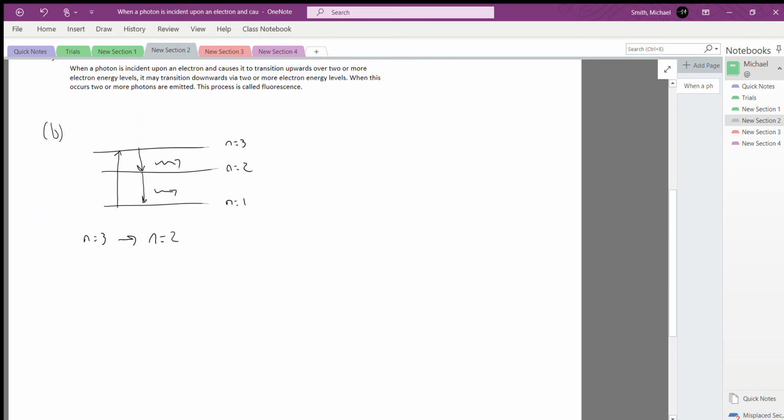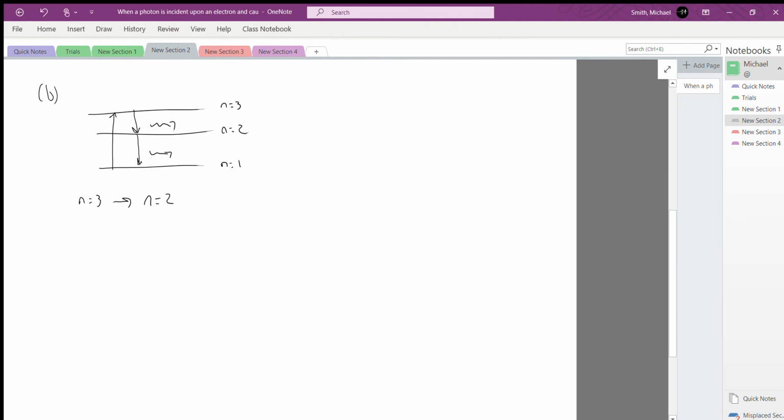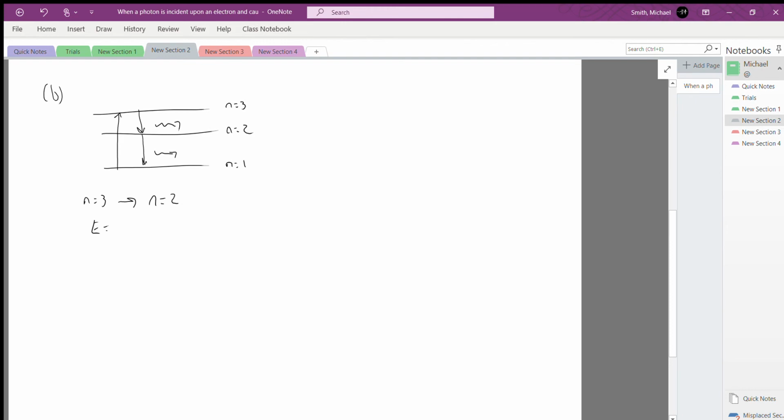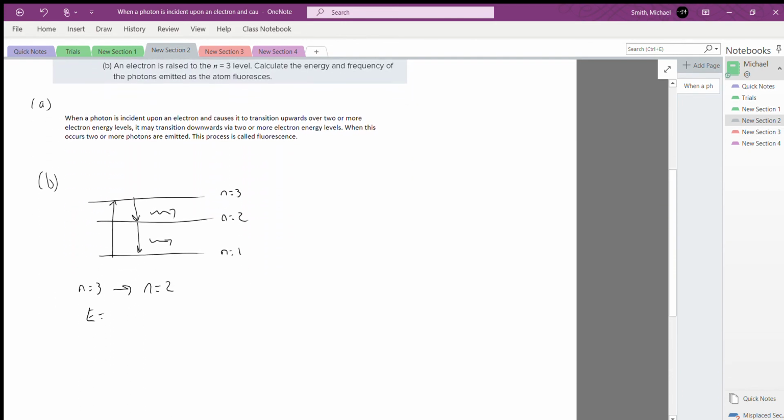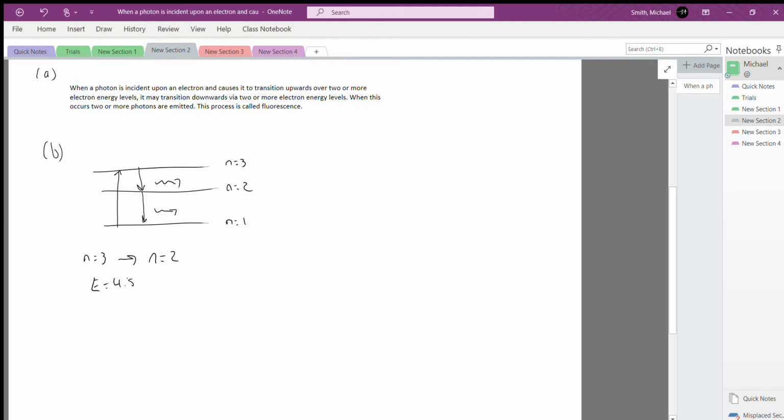So here, same process as we've done for all the other questions. We need to first work out the energy of the photon, so that'll be equal to the difference in energy levels. So 4.56 take 1.23, which equals 3.33 electron volts. We need to convert this to joules. So this will be equal to the 3.33 multiplied by the charge of an electron, which if we substitute into our calculator, we get 5.33 times 10 to the power of minus 19 joules.